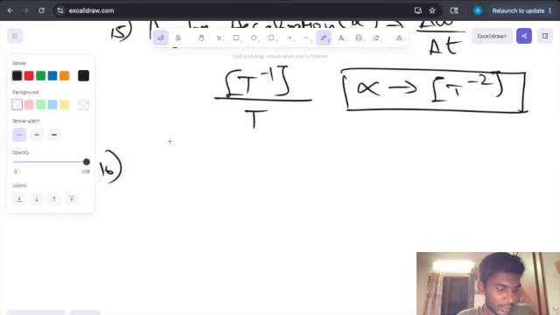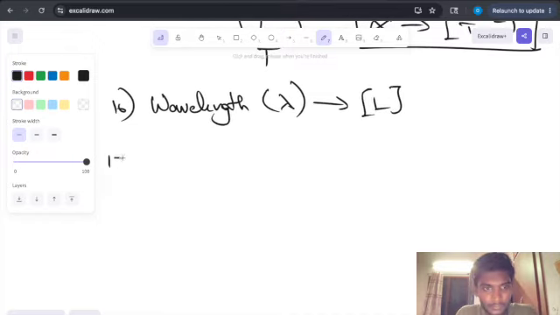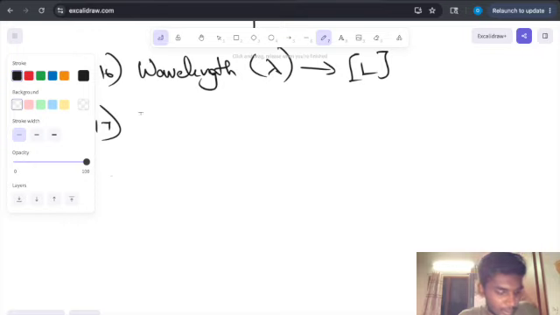The 16th physical quantity is going to be wavelength. The name itself suggests that there is some type of length, even if you don't understand what it is right now. So this has the dimension of L. 17th, angular momentum.